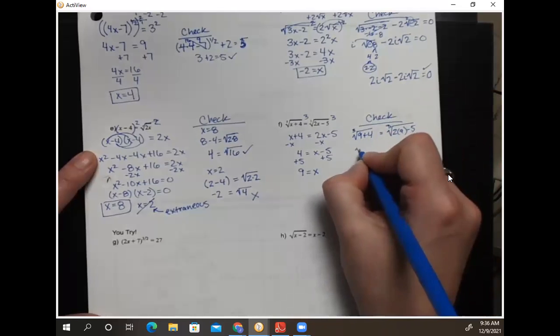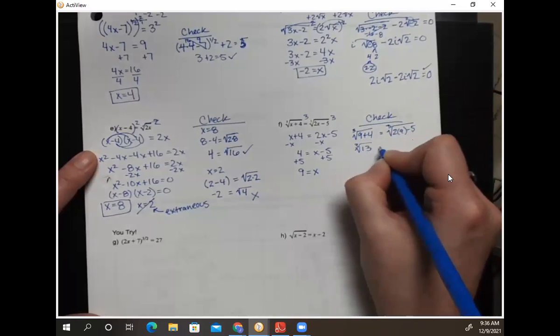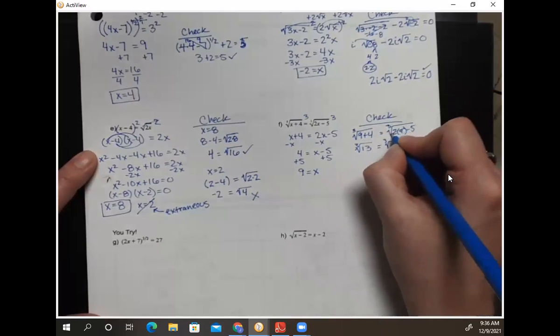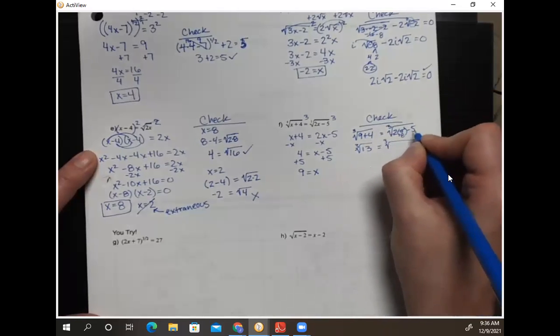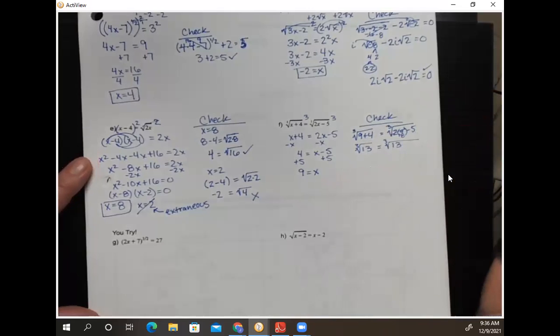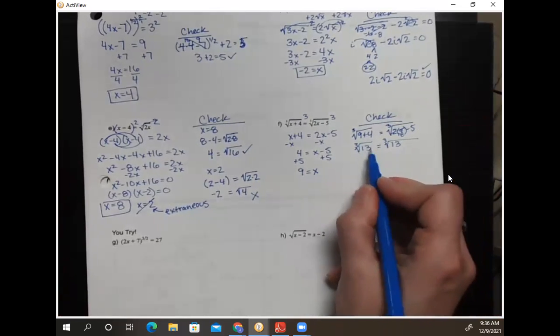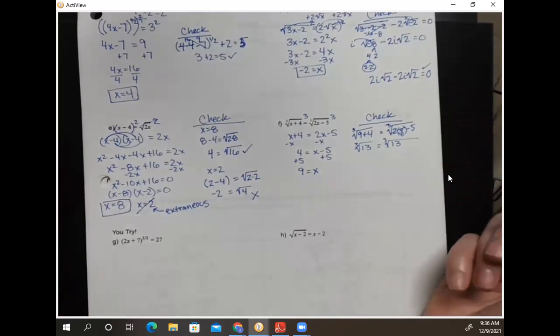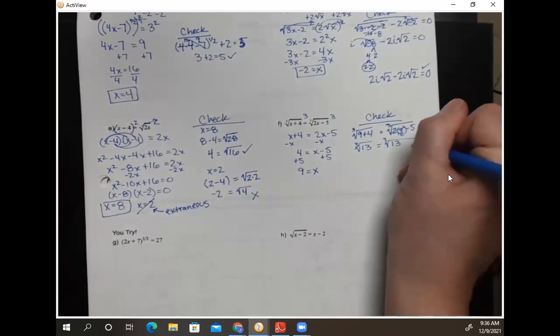Over here on the left, I have the cube root of 13. And then on the right, that's equal to the cube root of 2 times 9, which is 18. 18 minus 5 is 13. Do we know the cube root of 13? 13 is prime, right? It's not going to have a nice cube root. Does it matter that I don't know the cube root of 13? No. The important thing is I have the same thing here as I have here. So even though I don't know what this simplifies to, it's the same. So we're good.